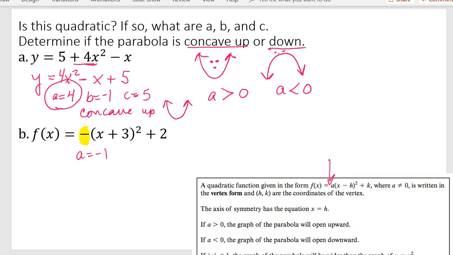And what's interesting is if you expanded this out, the a stays the same whether it's in standard form or in vertex form. So since it's -1, our rules are also the same. If a is positive, greater than 0, it's going to open upward. And if a is negative, less than 0, it's going to open downward. So since ours is a equal to -1, it's a negative number, so it's going to open downward.